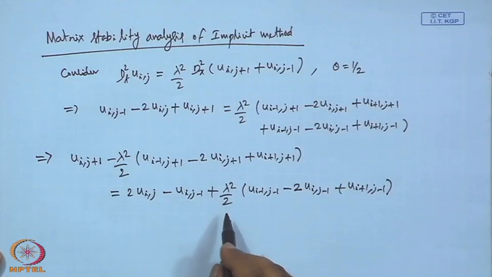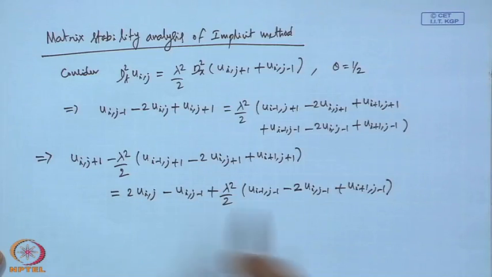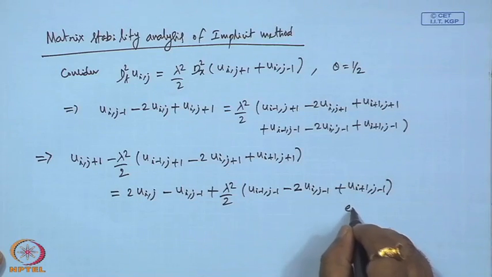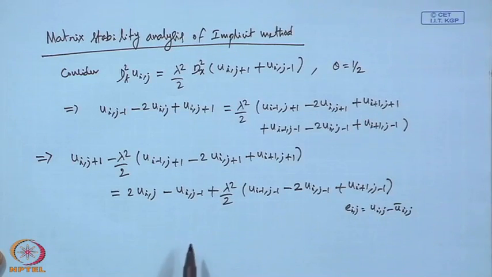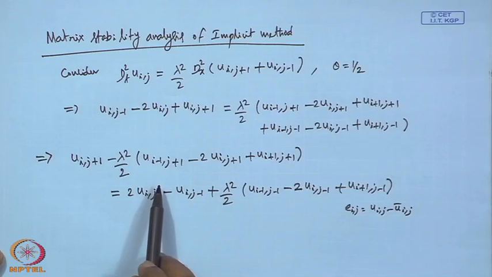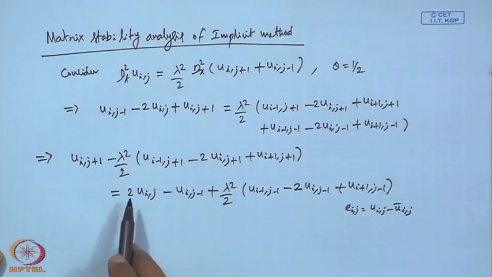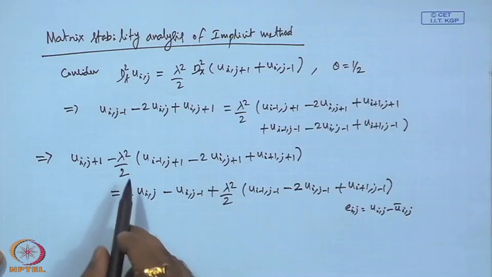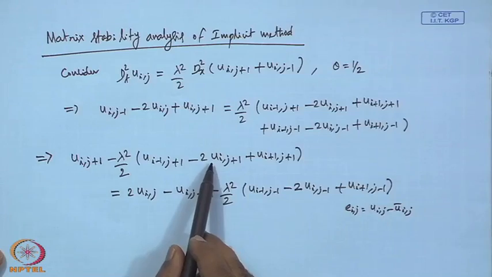Okay. So, now if we introduce the error, that means if we denote E I j by u I j minus u bar I j. So, the exact equation satisfied by the difference equation minus the u I j numerical. So, that is the local truncation error. So, now with this notation, if we calculate, let us look at the coefficients u I j plus 1. So, we have 1 plus lambda square.